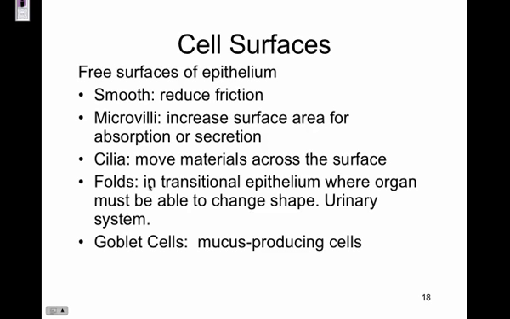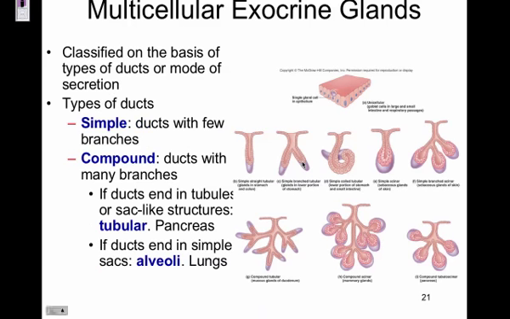And then the cell surfaces can have those microvilli, or it can be smooth, which a lot of times is there to reduce friction. It can have folds, and like in your stomach, those folds are called rugae, which allows that organ, whatever it is, to fill and expand a lot more. And it is also transitional epithelium. And then the goblet cells open to the cell surface, and those are the mucus-producing cells. We'll talk about those.